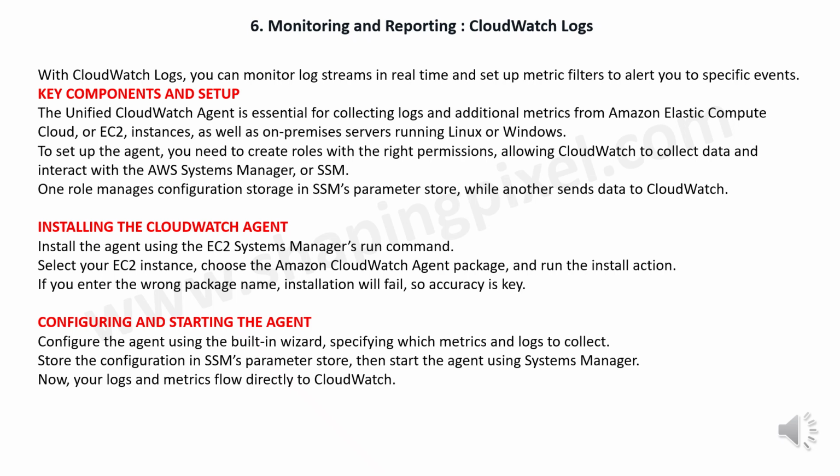To set up the agent, you need to create roles with the right permissions, allowing CloudWatch to collect data and interact with the AWS Systems Manager, or SSM. One role manages configuration storage in SSM's parameter store, while another sends data to CloudWatch. Install the agent using the EC2 Systems Manager's run command. Select your EC2 instance, choose the Amazon CloudWatch agent package, and run the install action. If you enter the wrong package name, installation will fail, so accuracy is key.